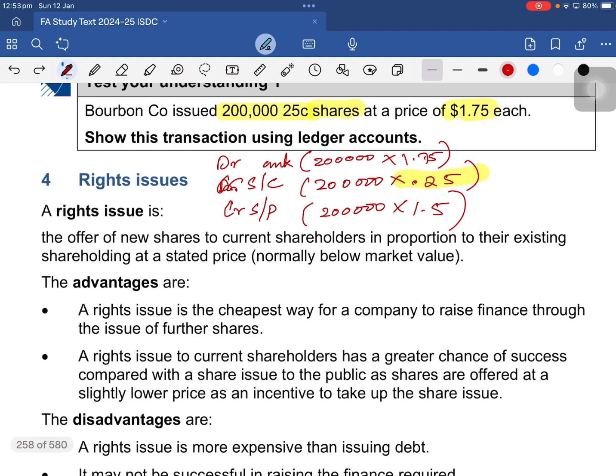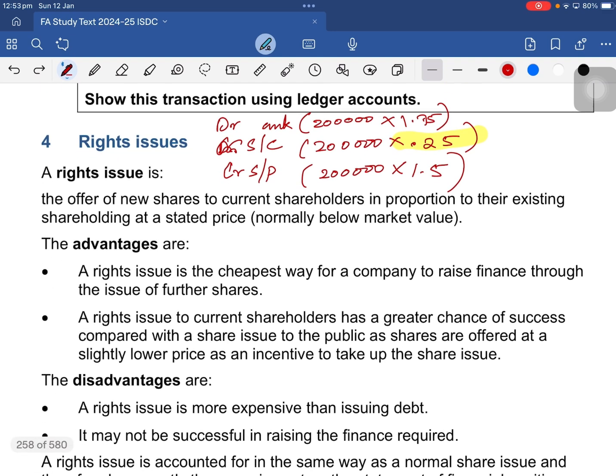Okay, next one is rights issue. There are different methods by which you actually issue shares. The first one is rights issue. Clear? Rights issue simply means that instead of giving the shares to the public, you're going to give them to existing shareholders. Understood? We are talking about big, registered companies.